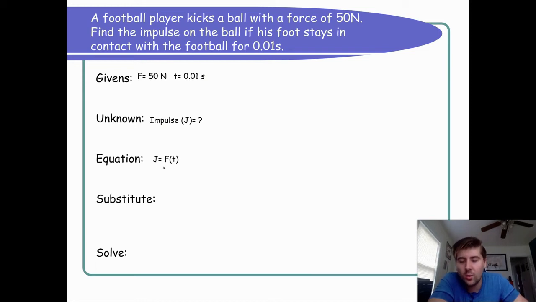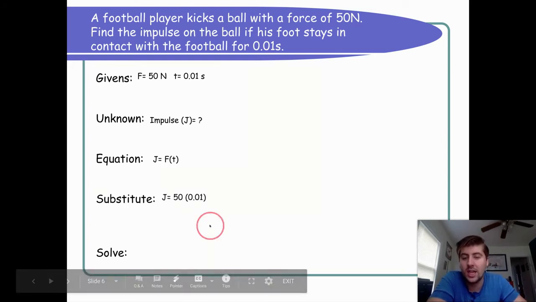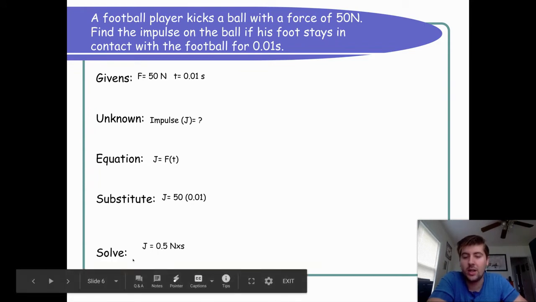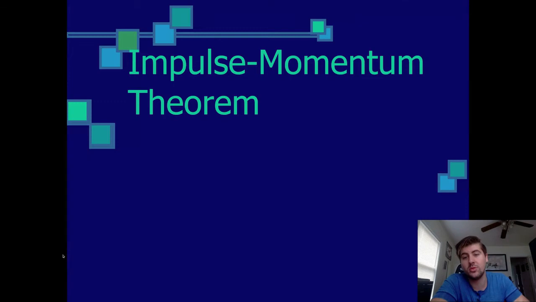So we know that we're going to use that equation that we just learned. Impulse is equal to force times time. And then we're going to substitute those numbers in for force and time, and then we're going to multiply them together, and that's going to give us our impulse there. Okay, so that one's a pretty easy type of problem, right? It's pretty straightforward. There's only a few variables there.